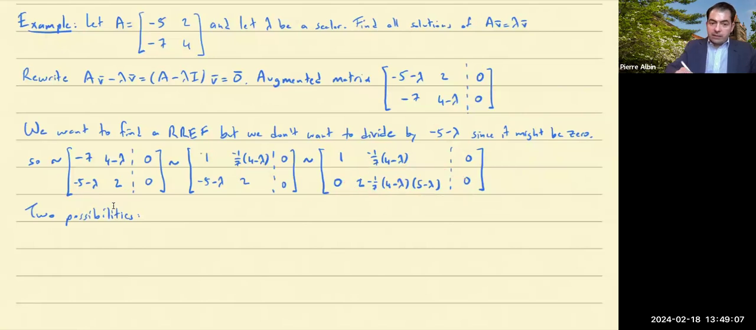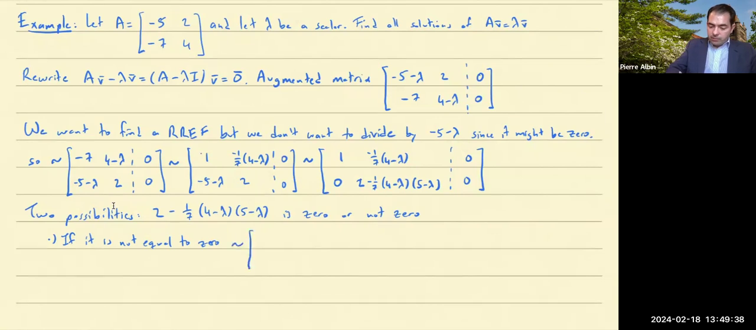I look at this term and, well, either it's 0 or it's not 0, right? So 2 minus 1/7 times 4 minus lambda times 5 minus lambda is either 0 or not 0. Okay, so let's consider these in turn. If it is not equal to 0, then I can divide by it.